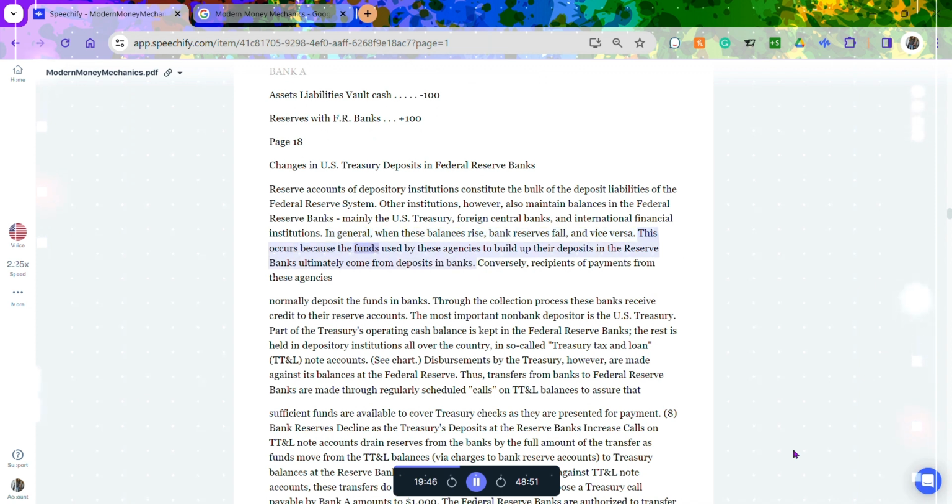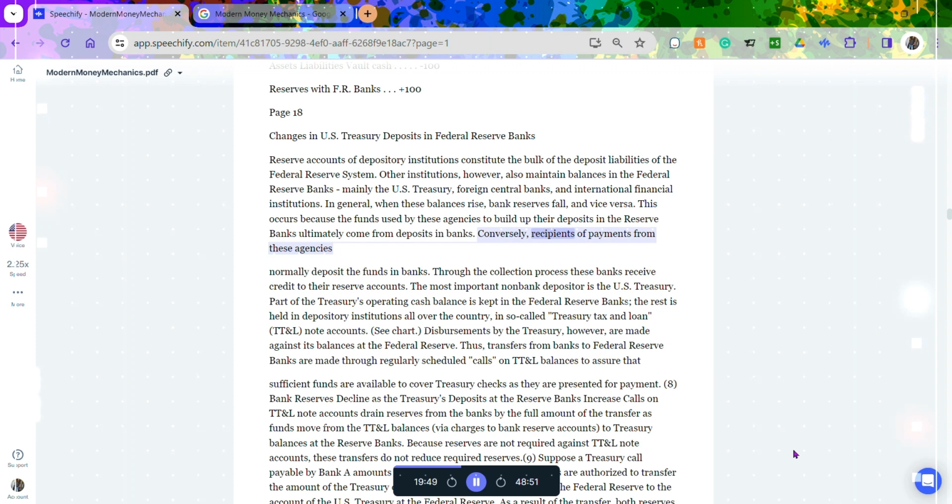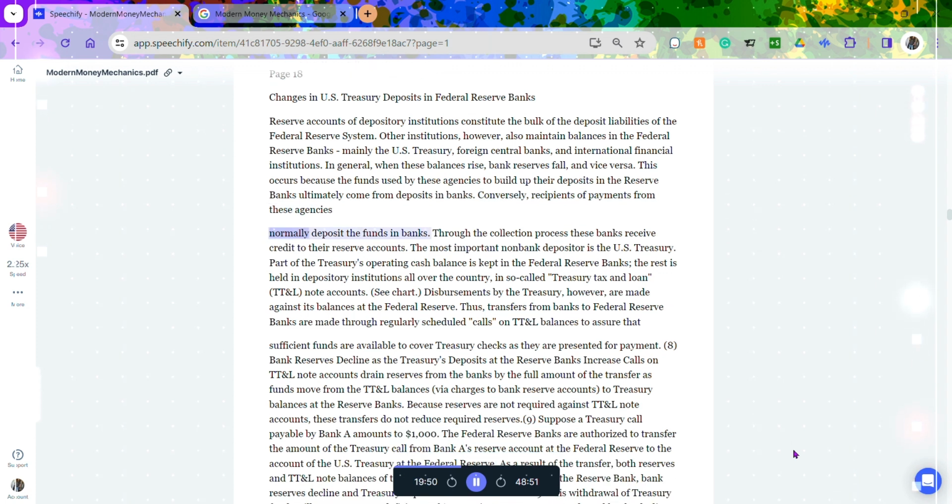This occurs because the funds used by these agencies to build up their deposits in the reserve banks ultimately come from deposits in banks. Conversely, recipients of payments from these agencies normally deposit the funds in banks. Through the collection process, these banks receive credit to their reserve accounts.